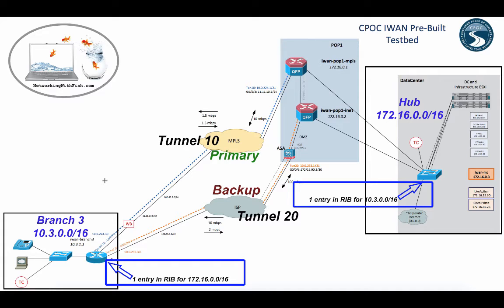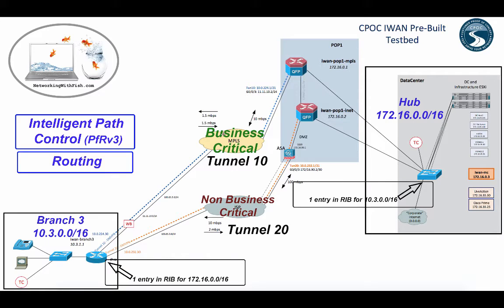But a lot of people are actually thinking, of course, we want to use that other link. So what they want to do is actually put business critical over tunnel 10 because they're already paying the money, they're already having tight SLAs, and they're already paying for those tight SLAs. And they'd like to send the non-business critical out over tunnel 20.